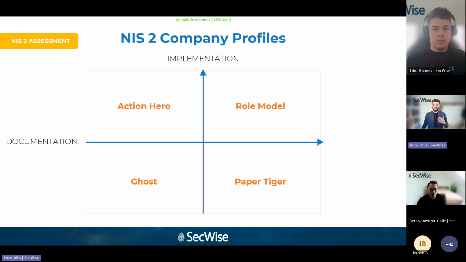And so if you are high on implementation but low on documentation, you are the action hero. Your team is working, but they don't have the legal framework or a governance framework. They're just doing their best to secure the place. Yes, Bert.